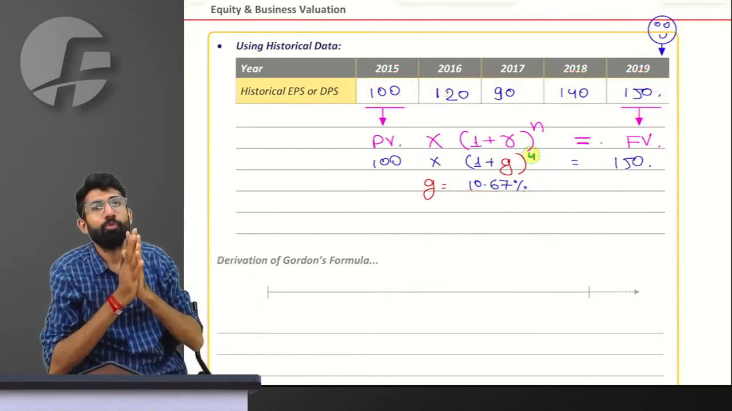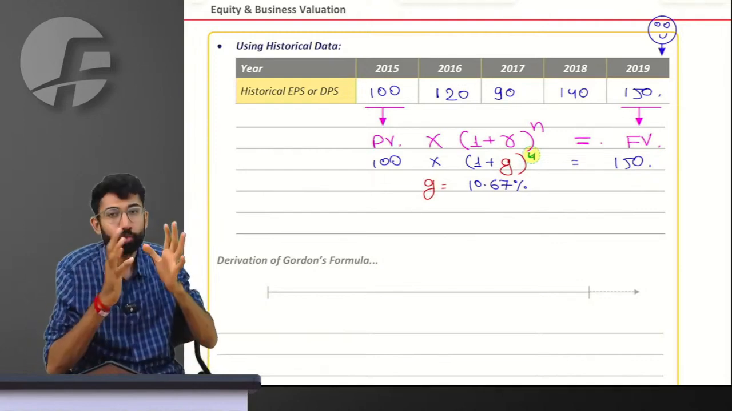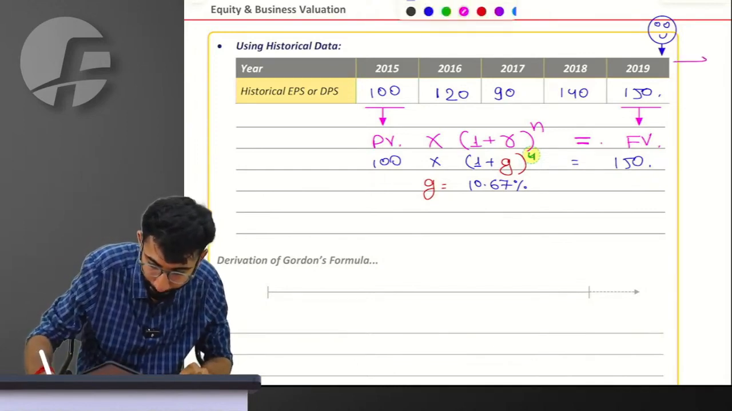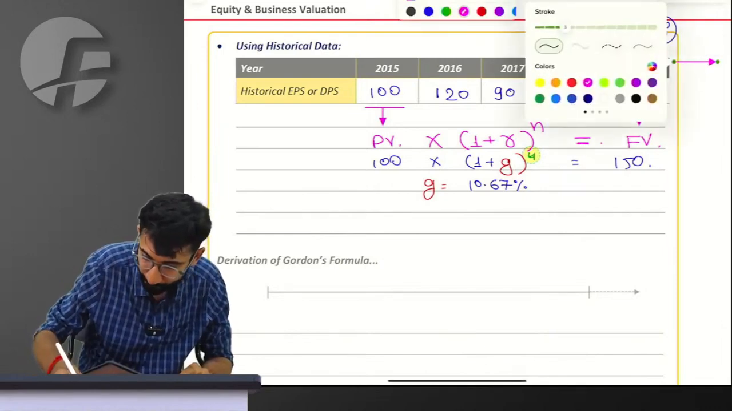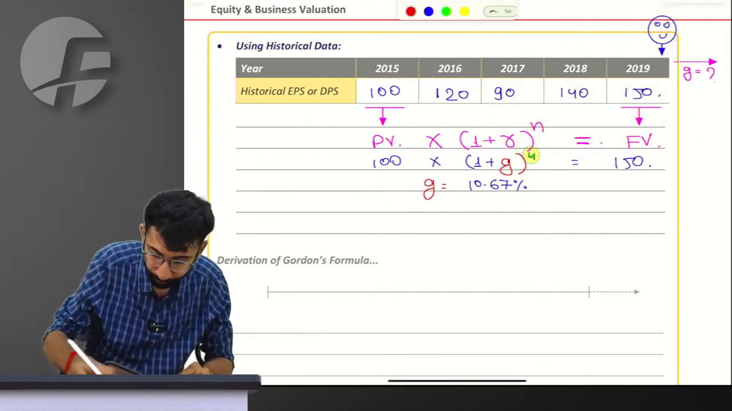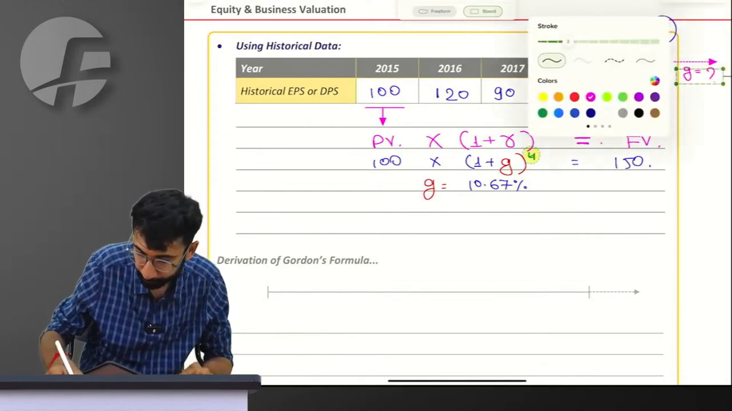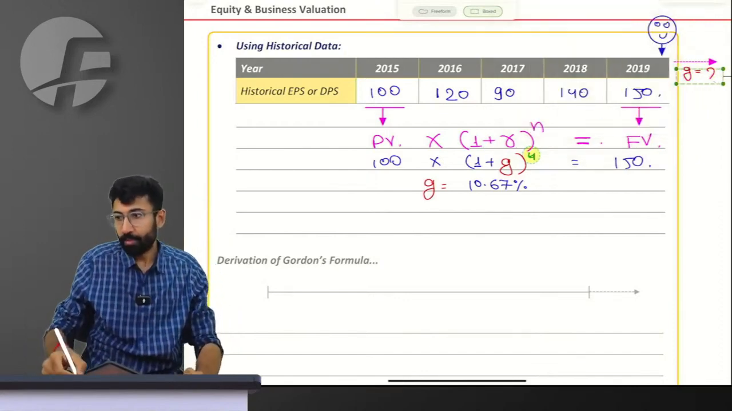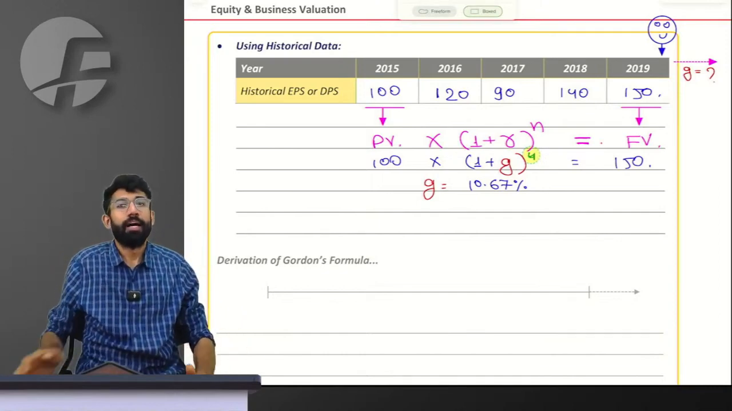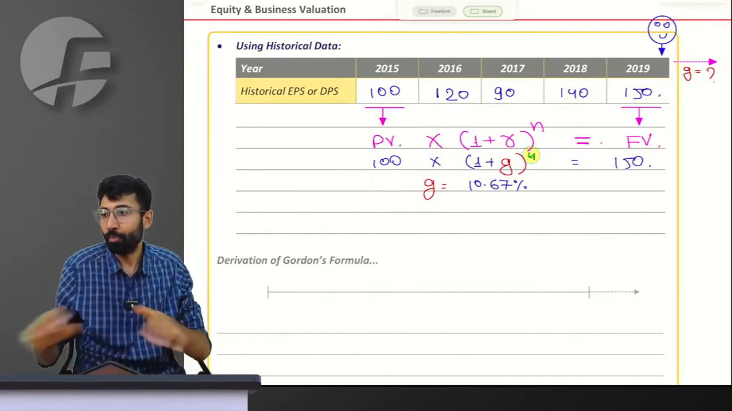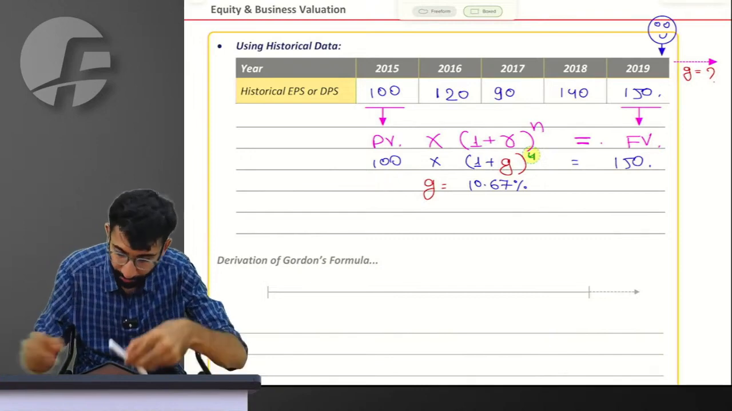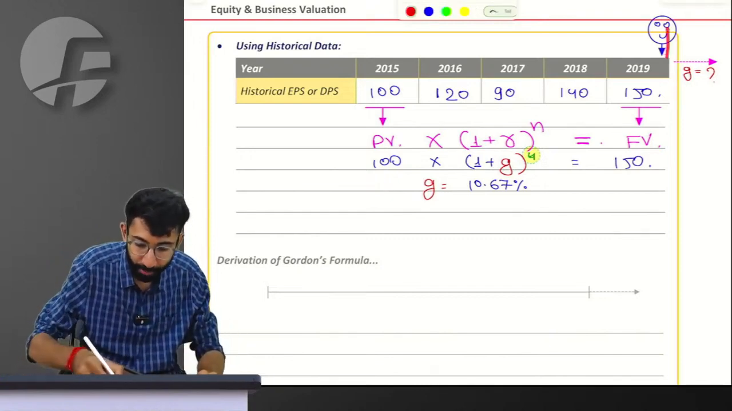Are you people clear with one more way to calculate the growth rate using historical data? Please confirm. Requesting your responses, please. Everyone in the class. Is the clarity of thoughts reaching you? Quick. Sahil, are we set? Rest of the people in the class, are we set? Can we proceed? Yes.